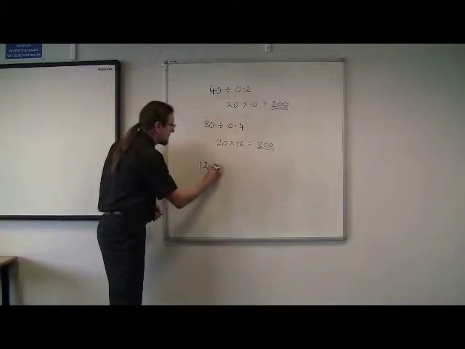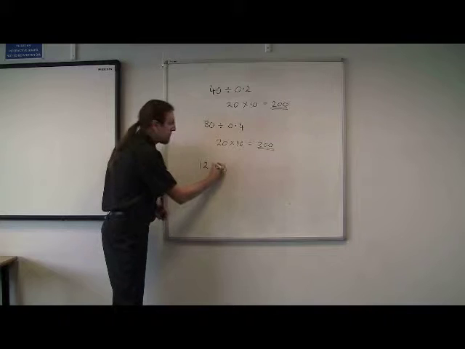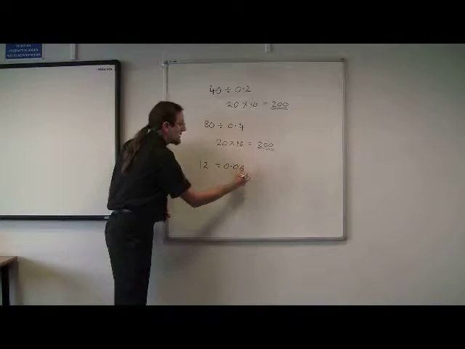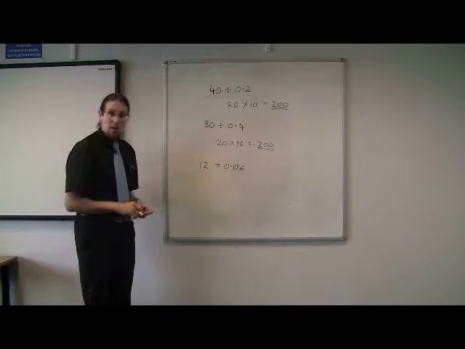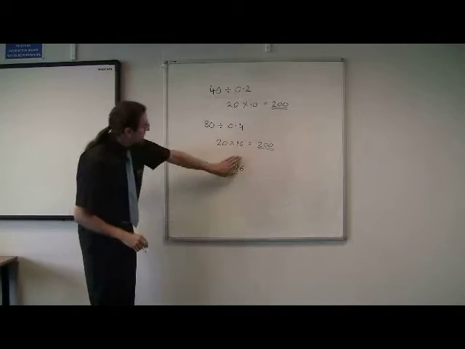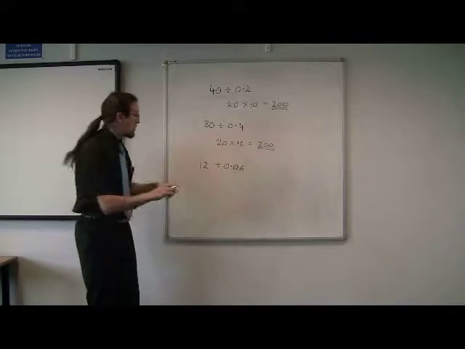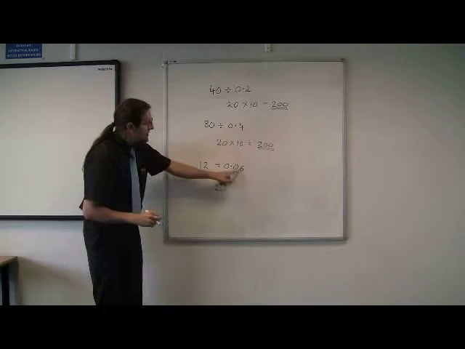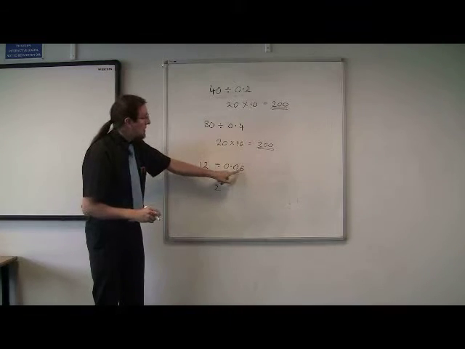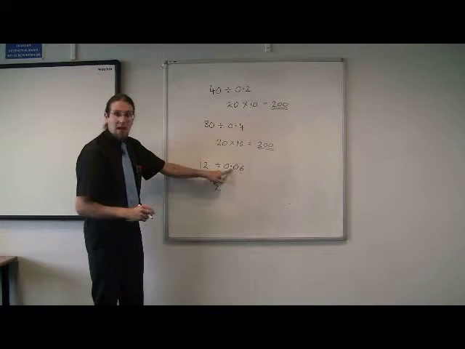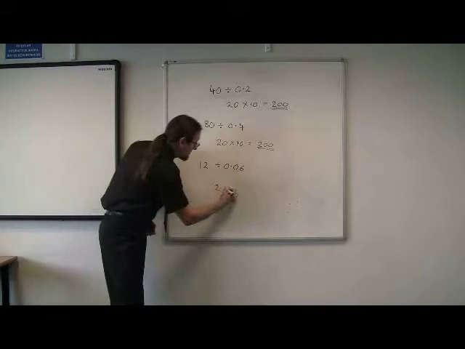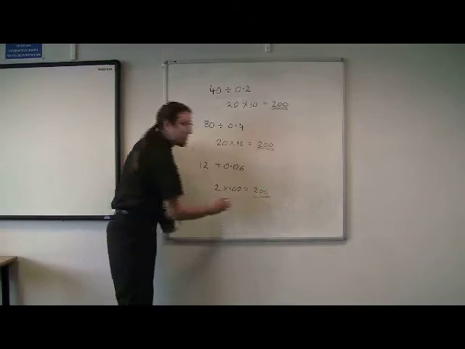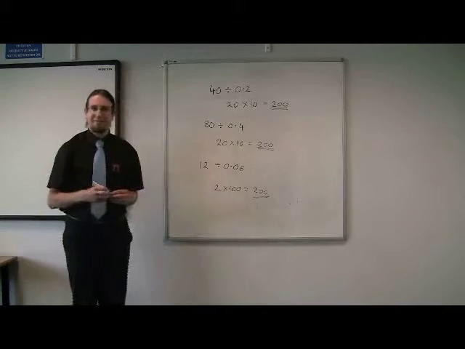Final example, we're going to have a look at 12 divided by 0.06. Same kind of principle applies. 12 divided by 6 is just 2. Now this time, the decimal place is 2 points out. So we don't multiply by 10, we multiply by 100. Solution, also 200.